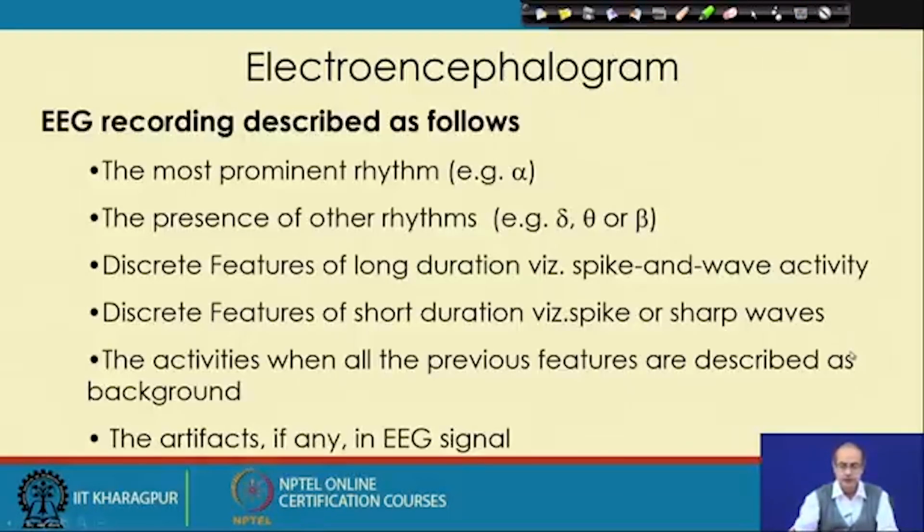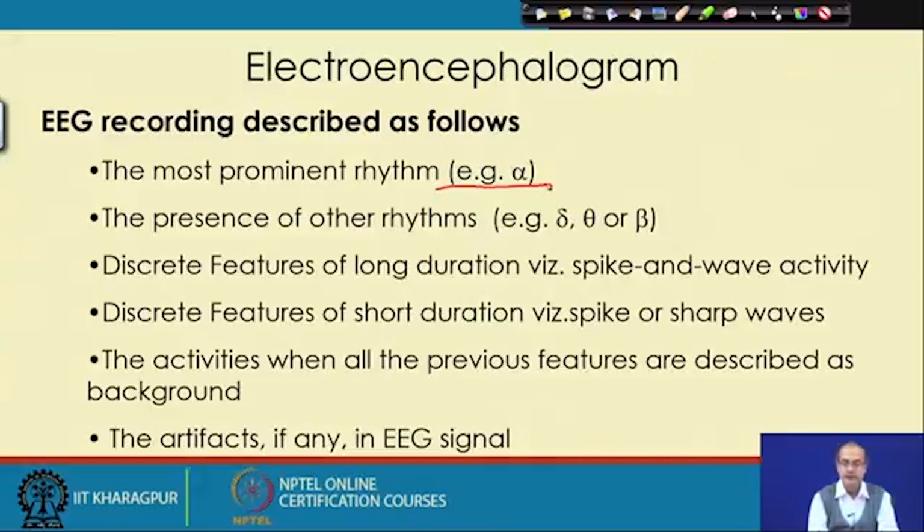Now, let us look at how the whole thing is actually described. When the EEG recording takes place, there is a certain way that reporting is done depending on importance. The first thing that is given is the predominant wave. For example, when the recording is done, if that person is awake and relaxed, then we are supposed to get the alpha wave. So, that would be the first description.